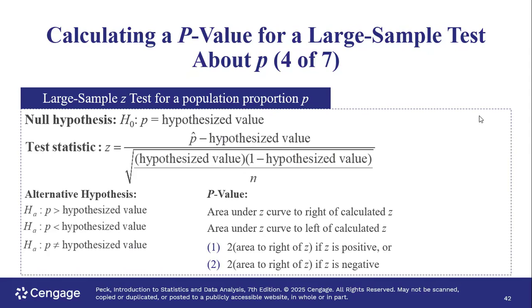And if p not equal to the hypothesized value, depending on where the test statistic falls, if it falls in the right tail, that is Z is positive, we calculate the area to the right of the test statistic under the standard normal curve, multiplied by 2. On the other hand, if the test statistic is negative, we calculate the area to the left of the test statistic under the standard normal curve and multiply it by 2.